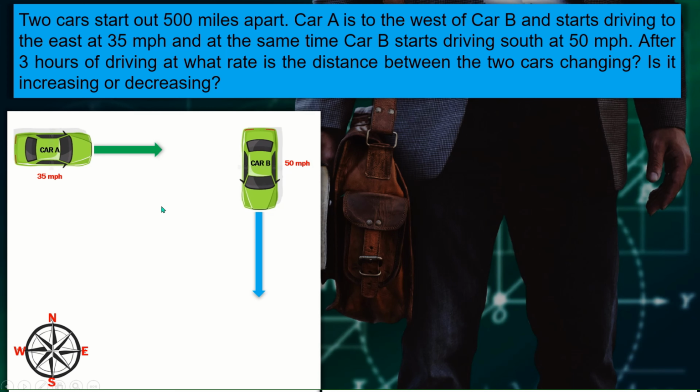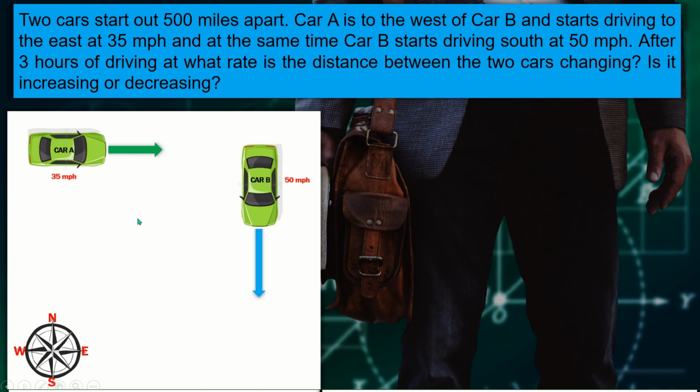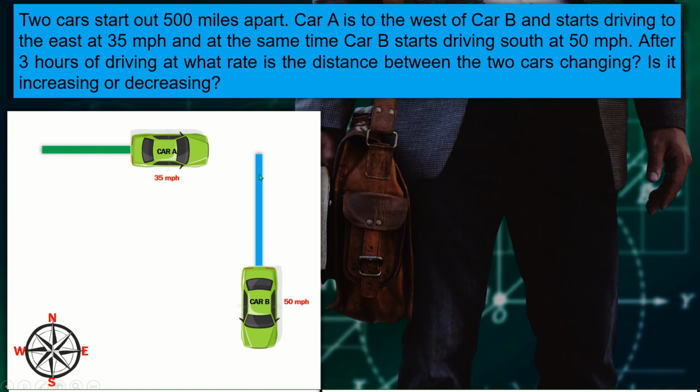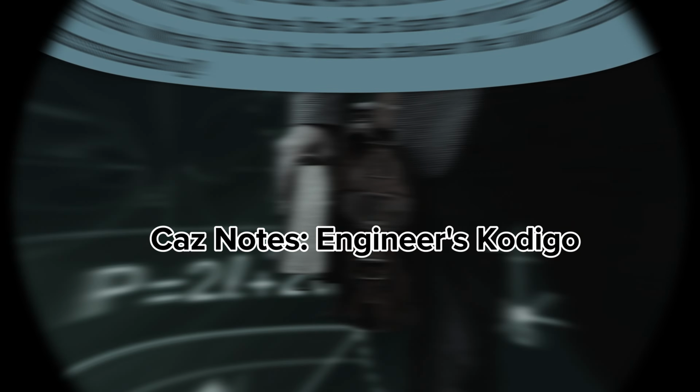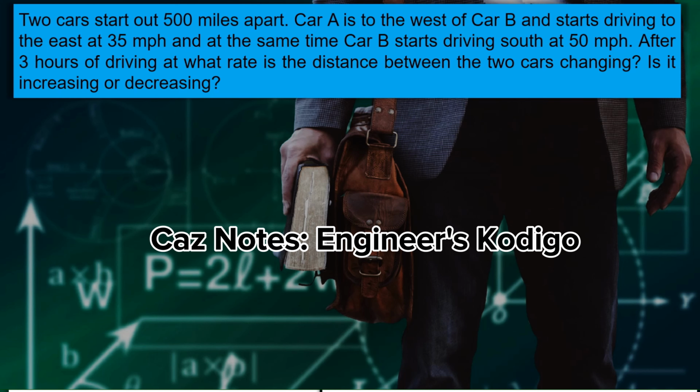So according to the problem, car A is running at 35 miles per hour towards car B, and car B as well is running 50 miles per hour. Okay, so we now have here an example problem of application of differential calculus.